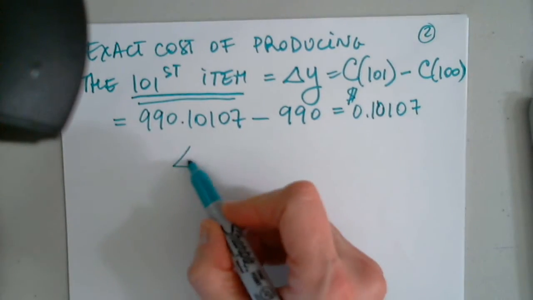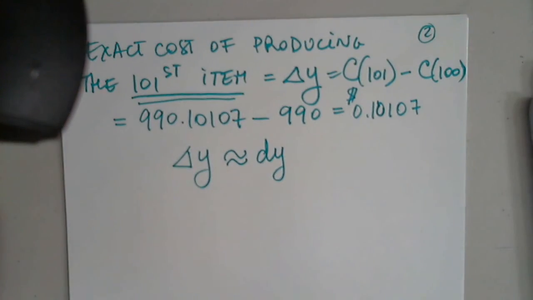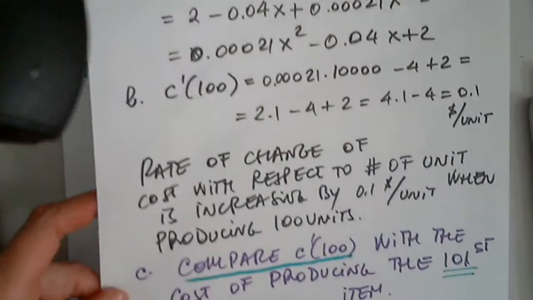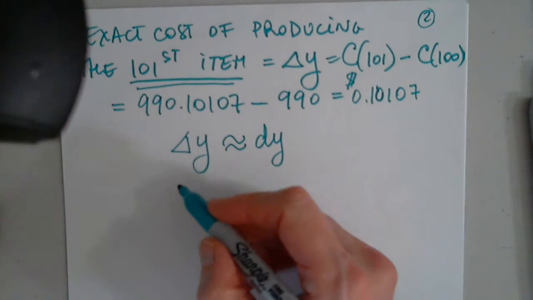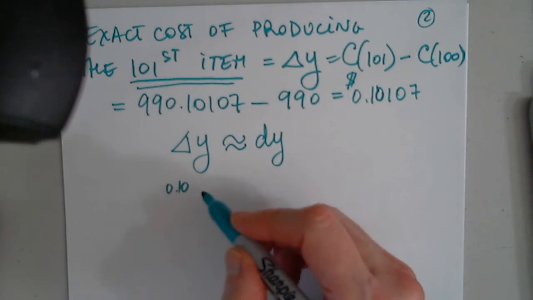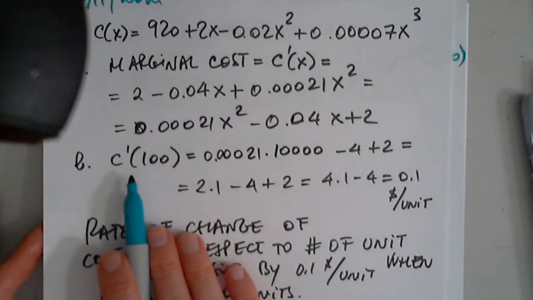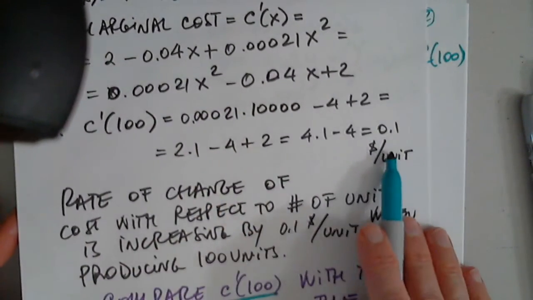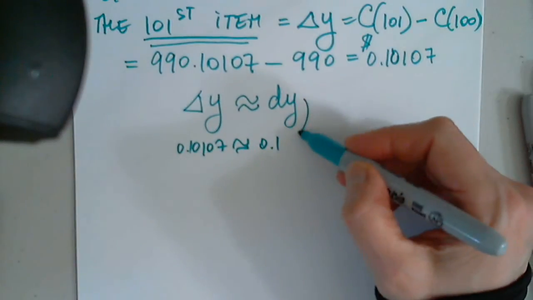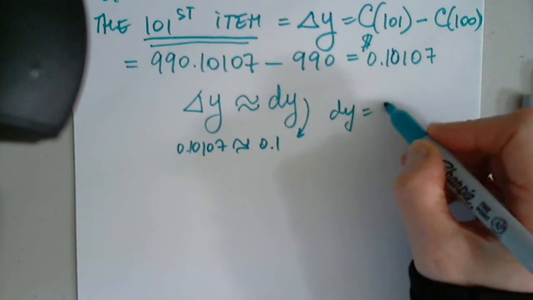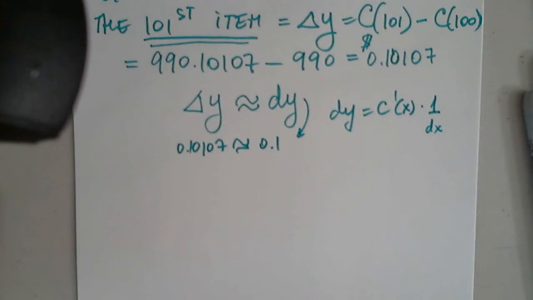And now you see why delta y is approximately dy. One more time, what was our delta y? This one, 0.10107. And here is our dy, because it's multiplied by 0.1. So dy was determined by simply finding C prime of x times 1, because dx is 1.